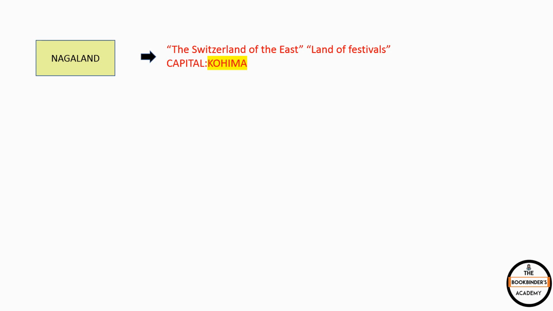Now why it is referred to as Switzerland of East is quite similar to why Kashmir is called the Switzerland of India. It is because the landscape reminds the tourists coming to Nagaland of Switzerland. Now, land of festivals. This is because throughout the year in Nagaland, various festivals are conducted, and hence Nagaland is called the land of festivals. Now, the city of Zunheboto is referred to as the land of warriors. And why the city is referred to as land of warriors, I want you to find out and comment below.